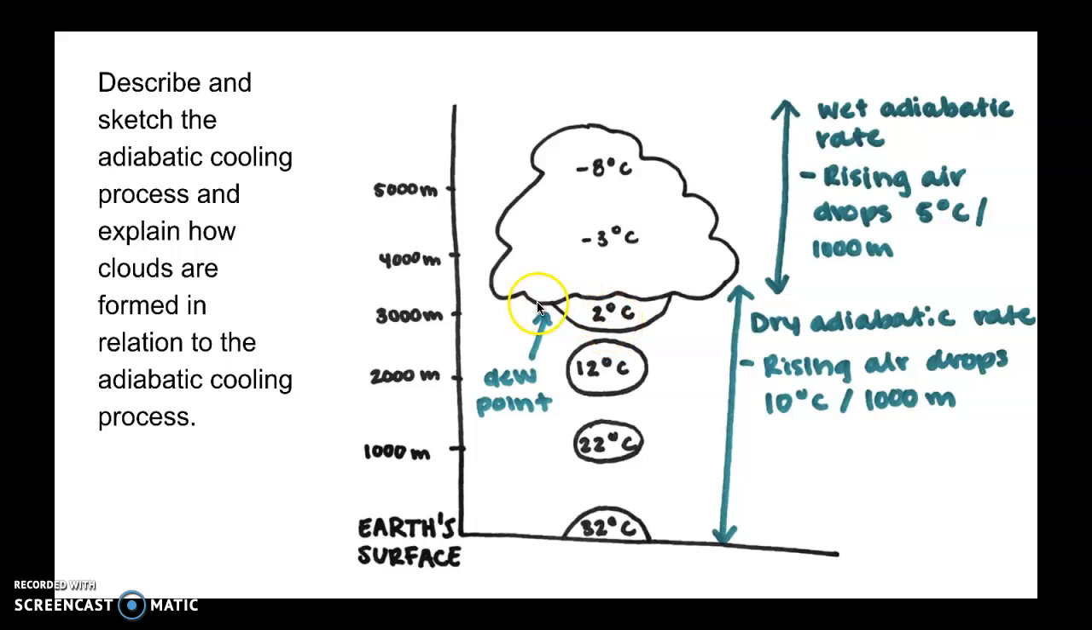When we reach our dew point, where condensation begins and we see cloud formation, the parcel of air is now decreasing in temperature by 5 degrees Celsius per 1,000 meters. These two zones seen on the graph are the wet adiabatic rate and the dry adiabatic rate. The wet adiabatic rate is less than the dry adiabatic rate, and clouds are formed at the condensation level.